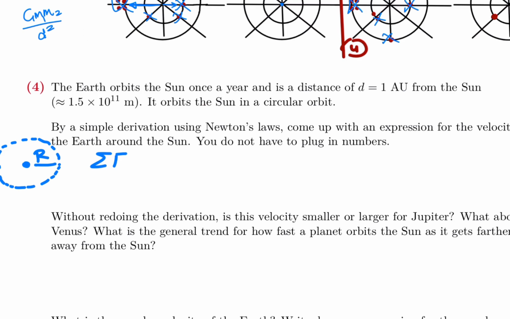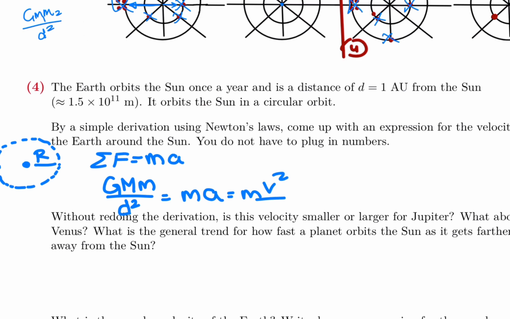So Newton's laws say the sum of the forces equals the Earth's mass times its acceleration. The force in this case is G M sun M Earth over, let's call it d squared. And that equals the mass of the Earth times the Earth's acceleration. If this is uniform circular motion, this is just v squared over d.